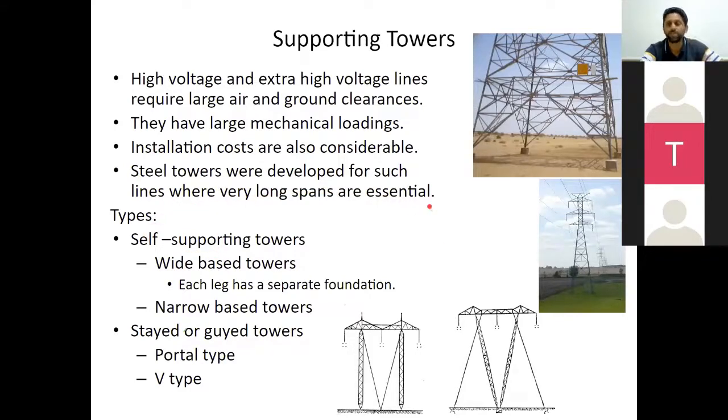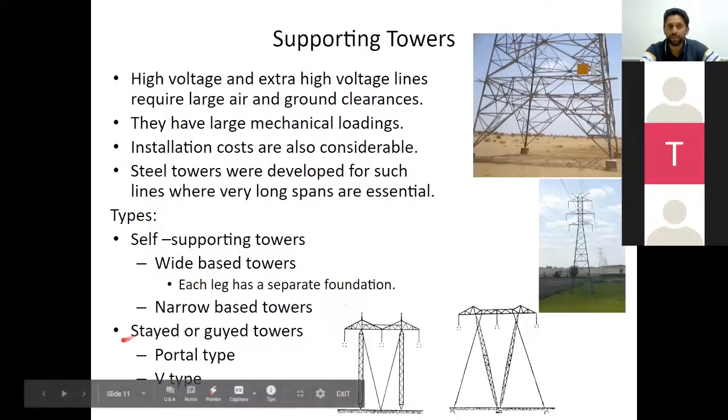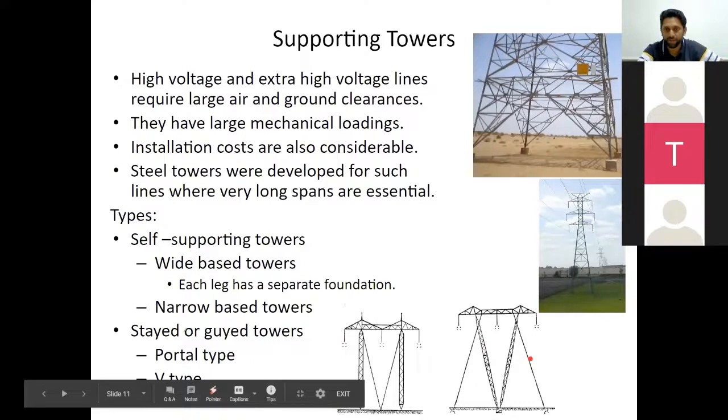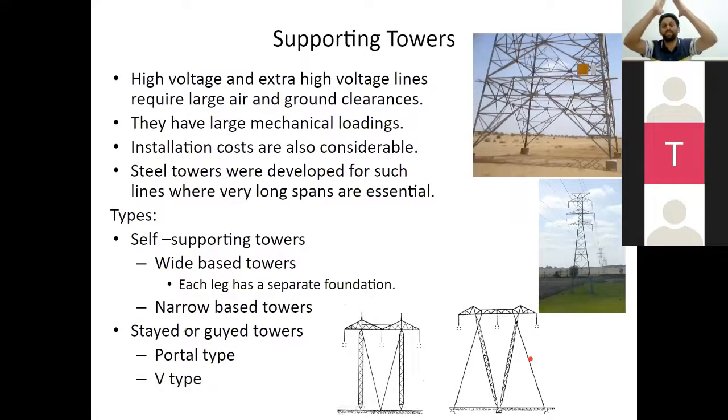We are not going into the details of the towers, just the types. Towers are mainly classified into 2: self-supporting type, and stayed or guyed towers. Stayed, normally you may not see that. It is something like this. It will have a narrow base, and these are some cables. Both sides it will be tied with cable so that it does not fall down. Without that cable, if you put it, it will fall down. From both sides, using the cables, it is tied, like you see here, so that it will stay straight.